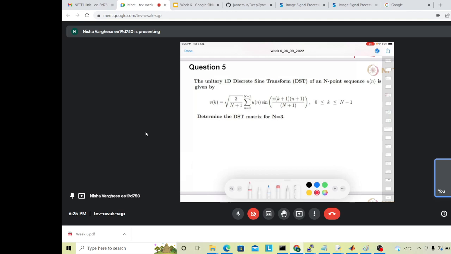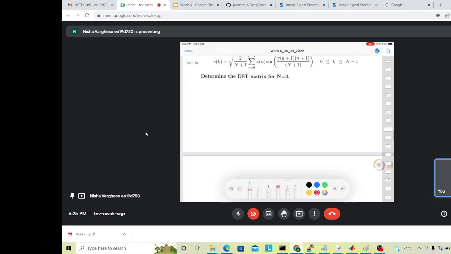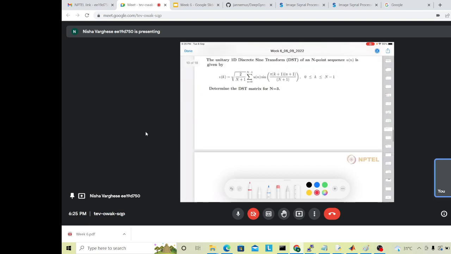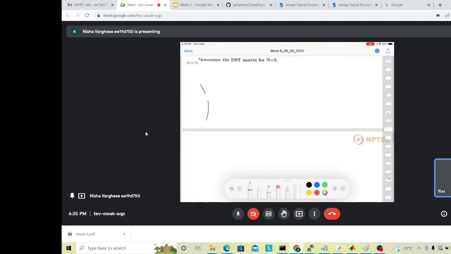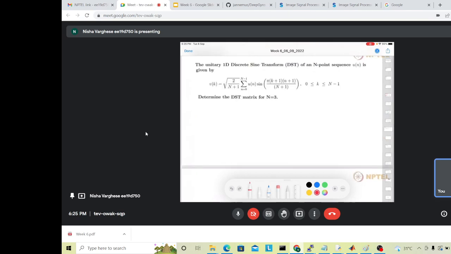the unitary 1D discrete sine transform equation is given, and you have to find out the DST matrix for n equal to 3. So the dimension is given as n equal to 3. So you have to find out what is the DST matrix. Okay. So it is a lengthy problem. So I'll just give brief steps.